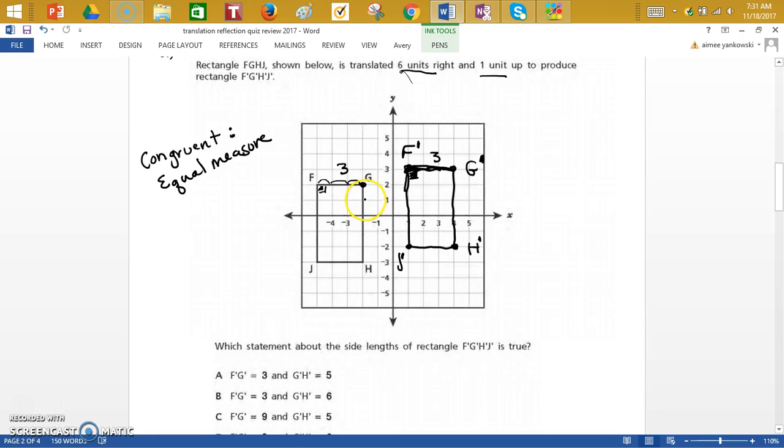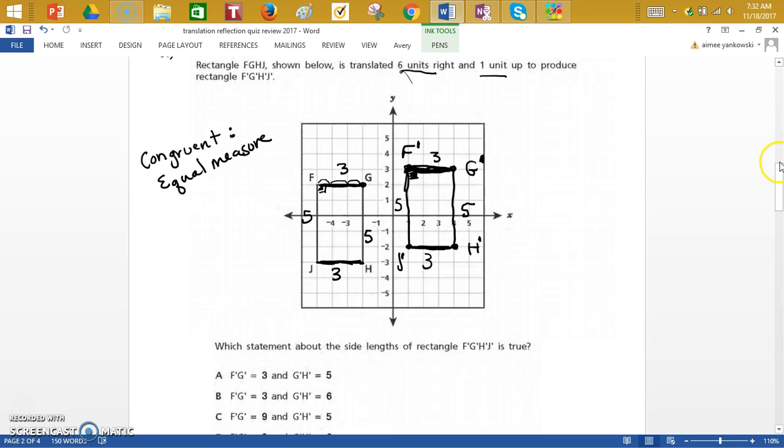It means if GH is 1, 2, 3, 4, 5 units long, G prime H prime will still be 1, 2, 3, 4, 5 units long. These are rectangles. If that top edge is 3, the bottom edge is 3. If the right edge is 5, the left edge is 5. So I'm just going to go ahead and fill in all my measures. We also know parallelism remains. So if FG in the original is parallel to JH, guess what? Once you slide it, F prime G prime is parallel to J prime H prime.